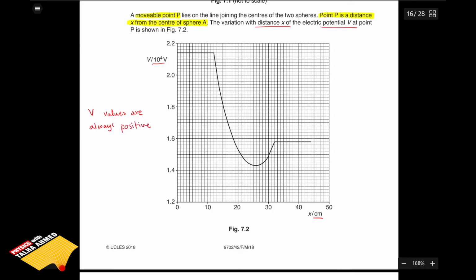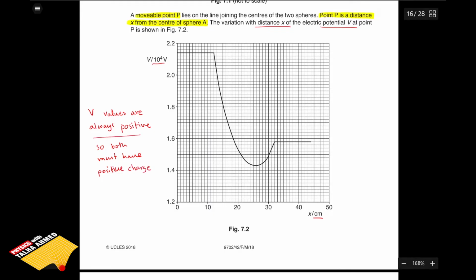Well, if you come and look at the graph, you will notice that the values of V are always positive. Now, remember that a positive charge has positive values of V and a negative charge has negative values of V. So, if they were opposite charges, we have to subtract them, a positive value and a negative value. So, the value will transition from a positive value to a negative value as you go from A to B.